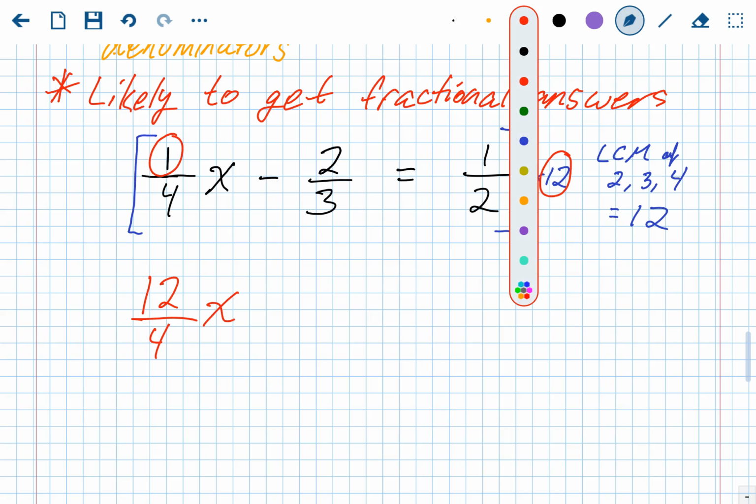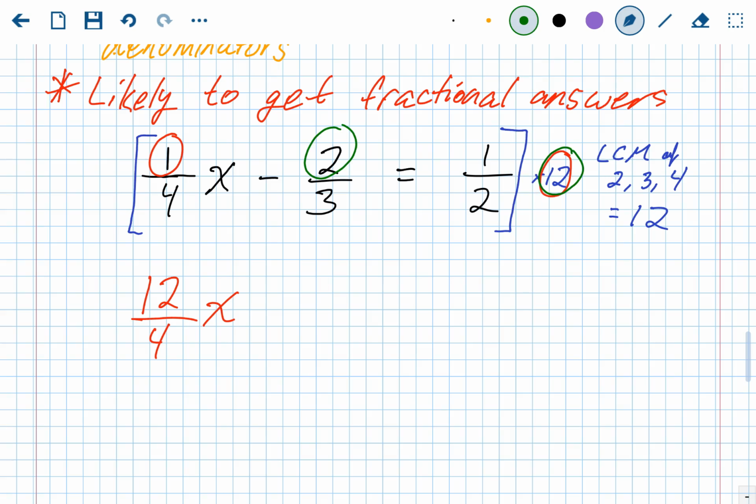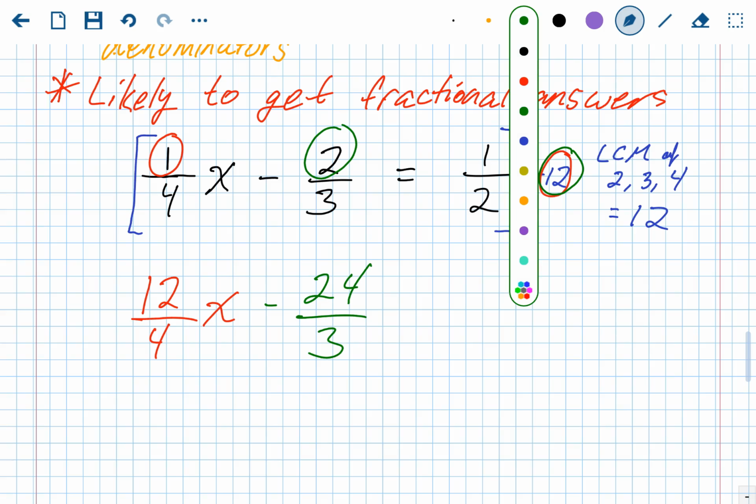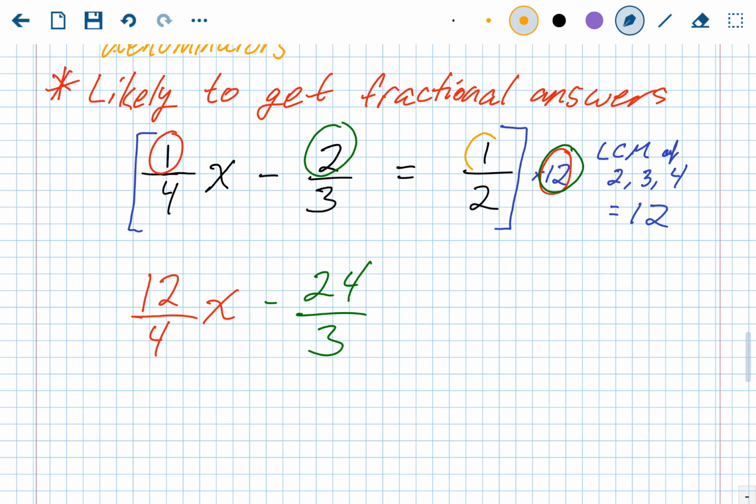Okay. Then the next term, negative 2/3, you're going to multiply the top number by 12 and leave the bottom number the same. Again, keep the sign the same too. Negative 2 times 12 is negative 24, so minus 24 over 3. And then the last one, multiply 1 times 12, leave the bottom the same. It should be 12 over 2.